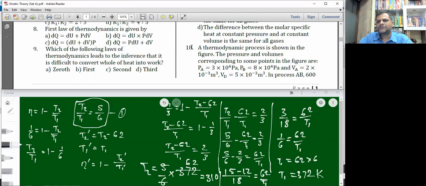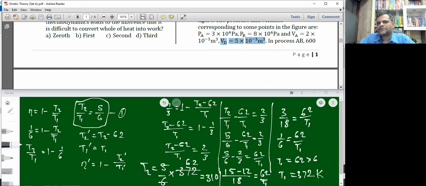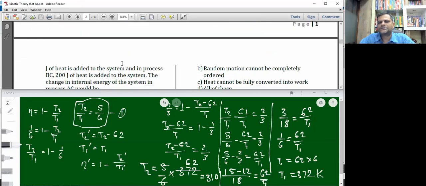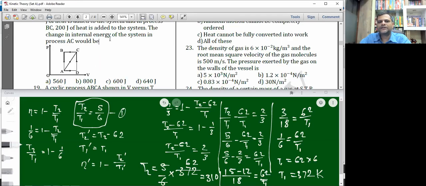Just check this 18th one. Question number 18. See, a thermodynamic process is shown in the figure. The pressure and volumes corresponding to the points in the figure are PA, PB, VA, and VD given respectively, and in the process AB 600 joules of heat is added to the system. Okay, and in the process BC 200 joules of heat is added to the system. The change in internal energy of the system in the process AC will be.